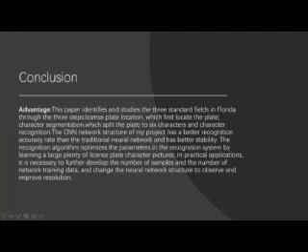This paper identifies the standard fields of Florida license plates through three steps: license plate location, which first locates the plate; character segmentation, which splits the plate into 6 characters; and character recognition. The CNN structure of my project has a better recognition accuracy rate than the traditional neural network, and has better stability. The recognition system optimizes its parameters by learning a large quantity of license plate character pictures. In practical applications, it is necessary to further increase the number of samples and the amount of network training data, and changing the neural network structure to observe and improve resolution is also very important.